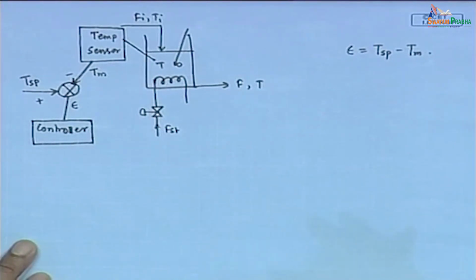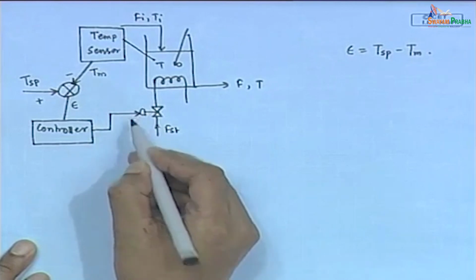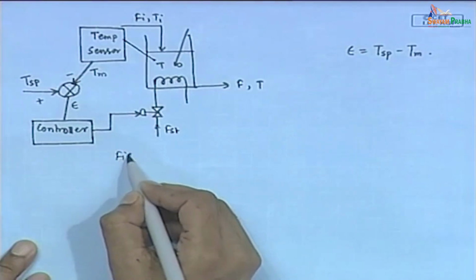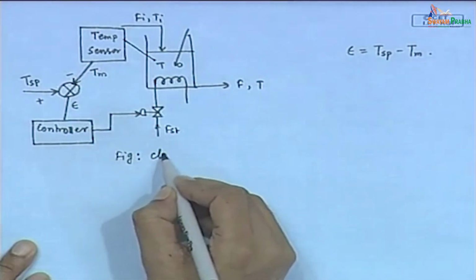Based on the error signal, the controller takes action, and that action is physically implemented through the final control element, that is control valve. Fine. This is the configuration of the controller employed around this heating tank system, and this is the schematic of the closed loop heating tank system.